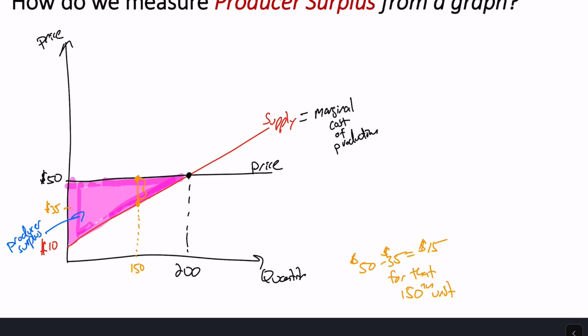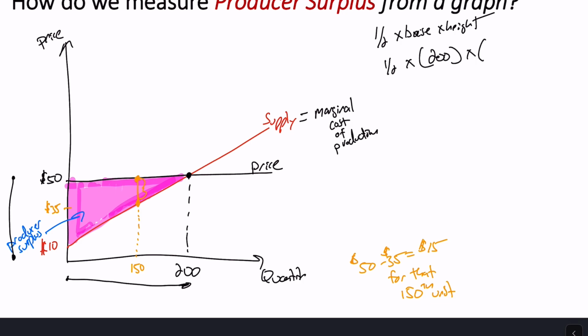So we want to calculate the area of that triangle now. That will be 1/2 again times base times height. Our base here will go from 0 out to 200. Our height goes from 50 down to 10. And so you plug this in your calculator, we would get 100 times 40, which is equal to $4,000 in producer surplus for that entire market graph.